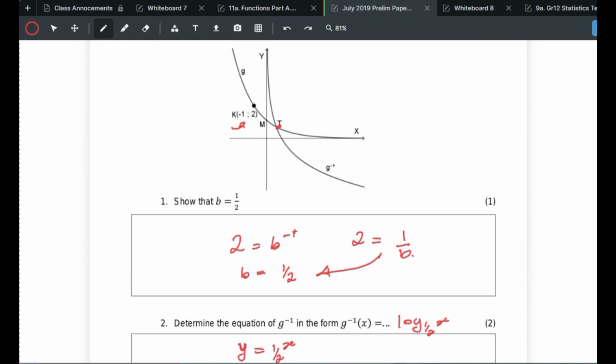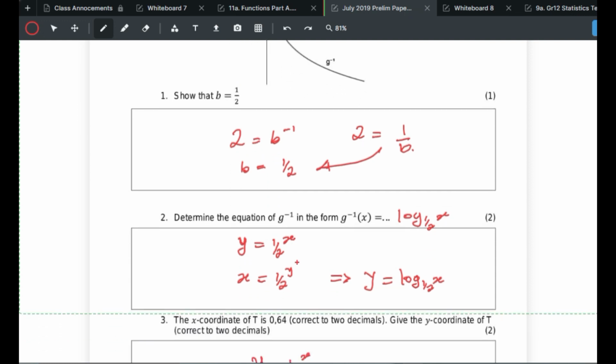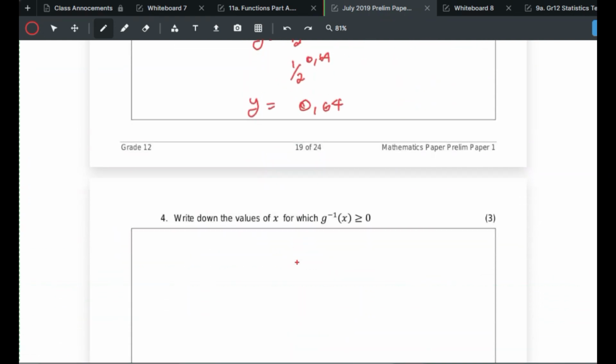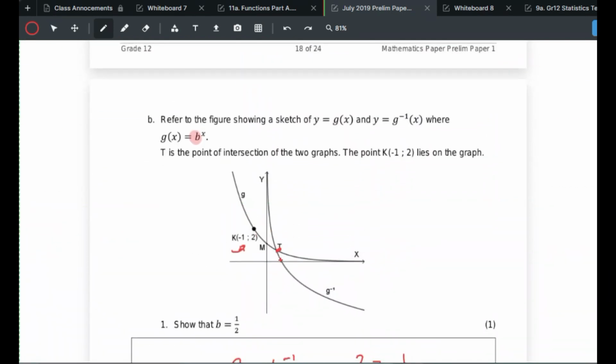So half to the x is exactly 1, right? Because it would just be half to the 0, which is 1. Anything to the power 0 is 1, yeah? So we already know our x-intercept is at 1 and 0. That saves you the time of doing complex maths for no reason.